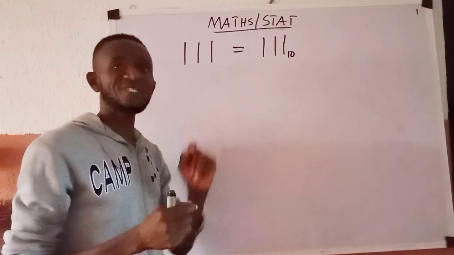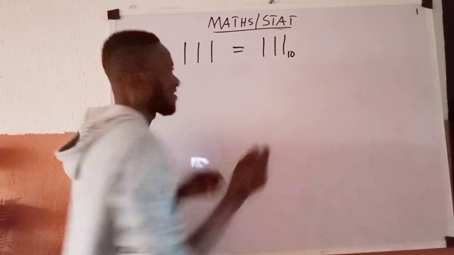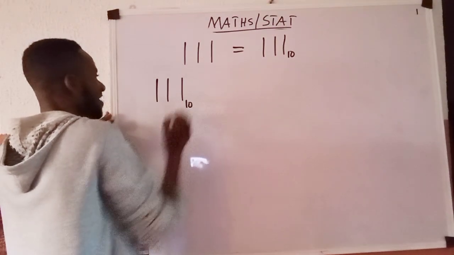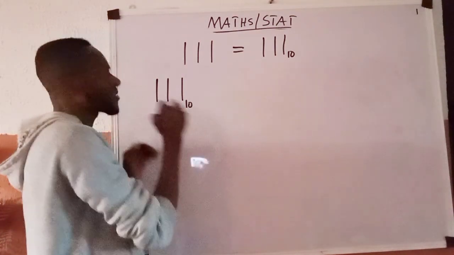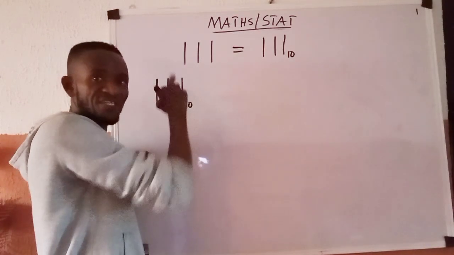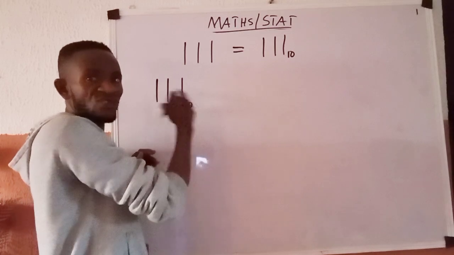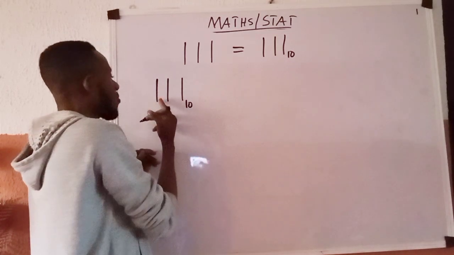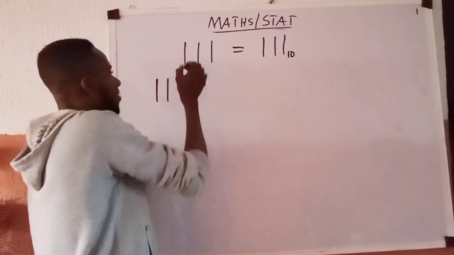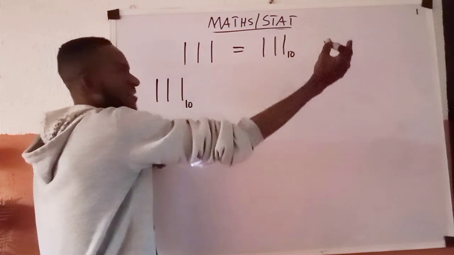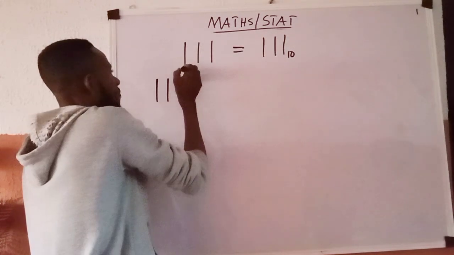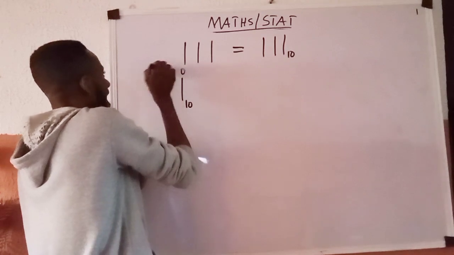This 111 base 10 can be expressed in this way. You first of all determine the position of each of these digits in the number. There are 3 digits in this number 111. You determine their positions, starting from the right and moving leftwards. You begin with 0, so you have 0 here, you have 1 here, and you have 2 here.